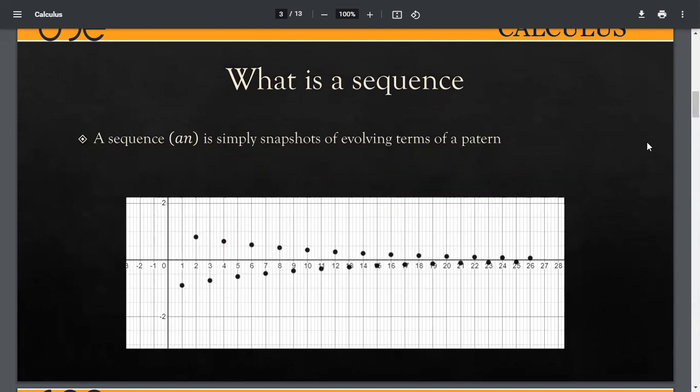And what you should always keep in mind is that the n that evolves in this sequence must be a whole number. So n is equal to 0, 1, 2, 3, and so on. It's never decimals, it's never negative integers, just to be clear.